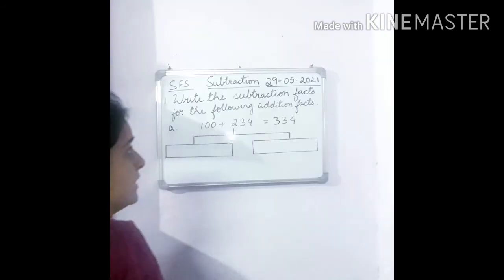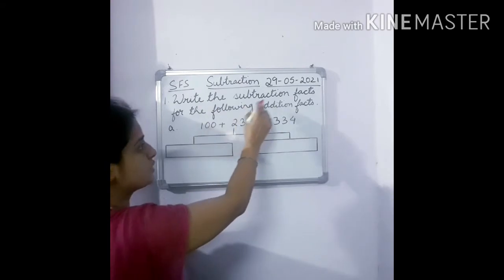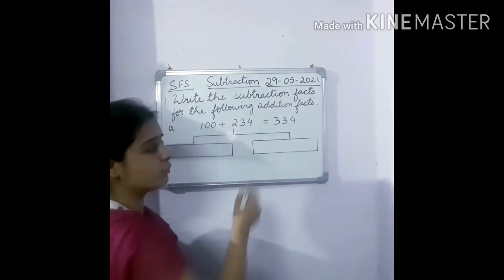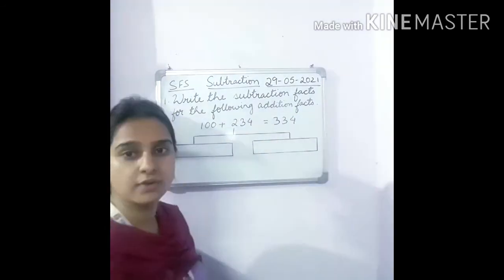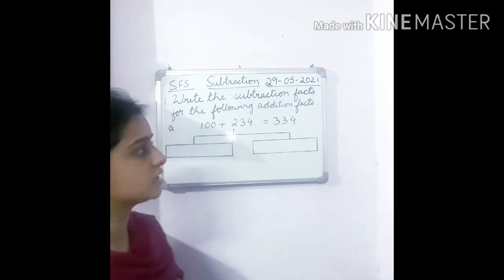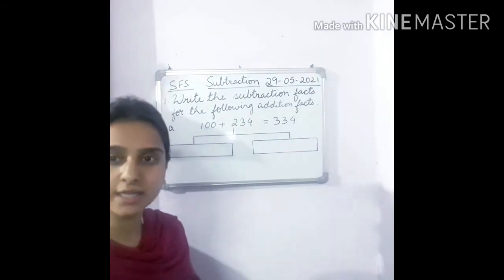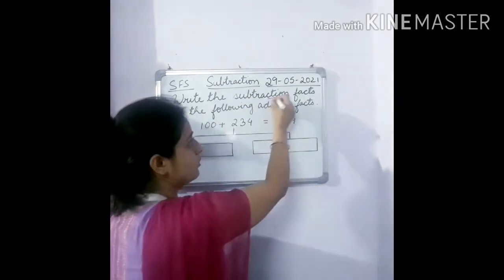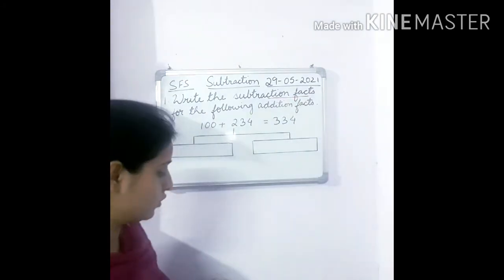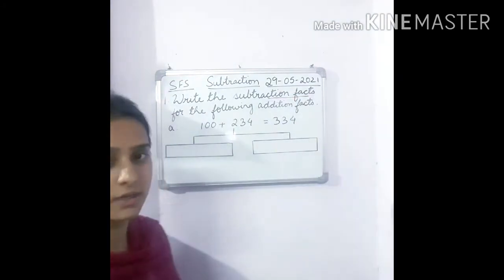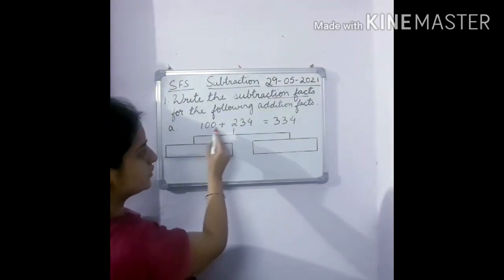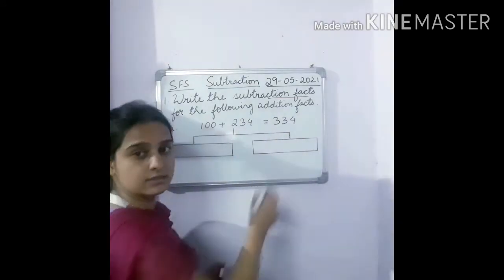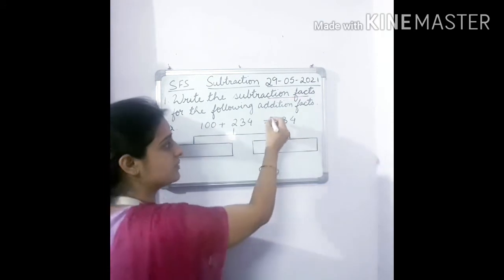So children, let's do the next question. Write the subtraction fact for the following addition fact. So addition fact, children, we know when we add two numbers and get the sum, right? So this is what is the addition fact. So we have done addition facts of many numbers, right? But subtraction fact, what is subtraction fact? Subtraction, children, you know that we always subtract from total, right? The question's addition fact is 100 plus 100 plus 234 is equal to 334. That means children, the sum is what?